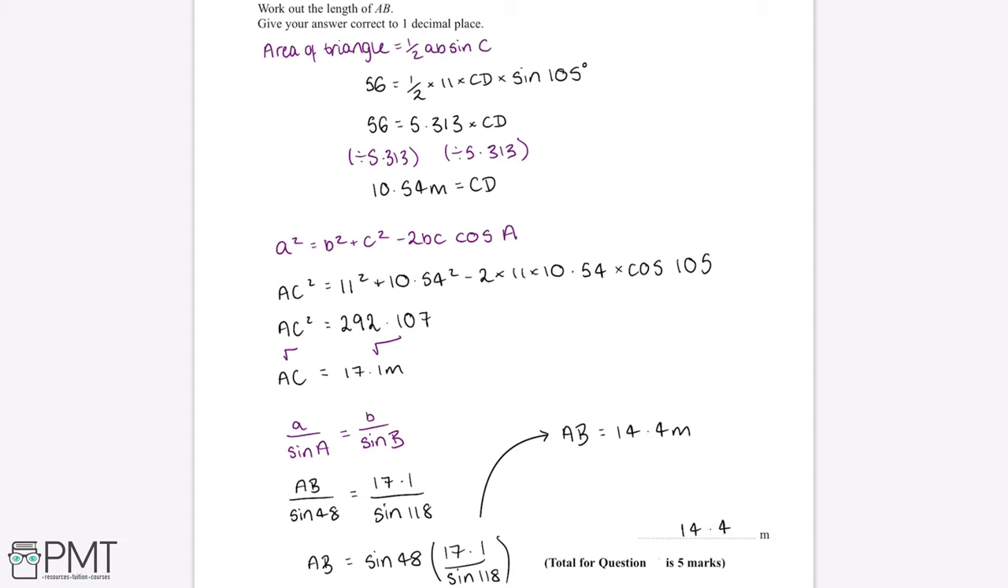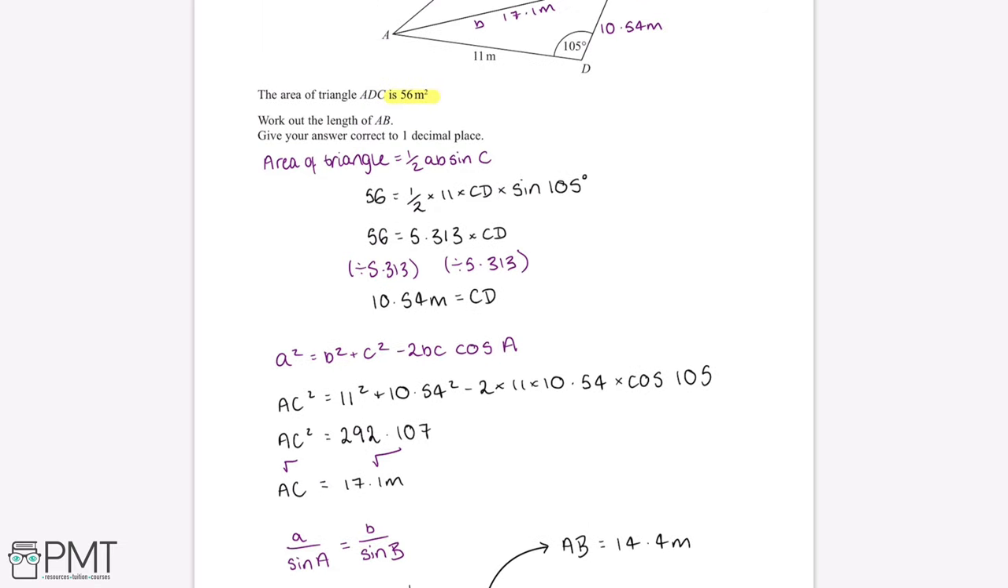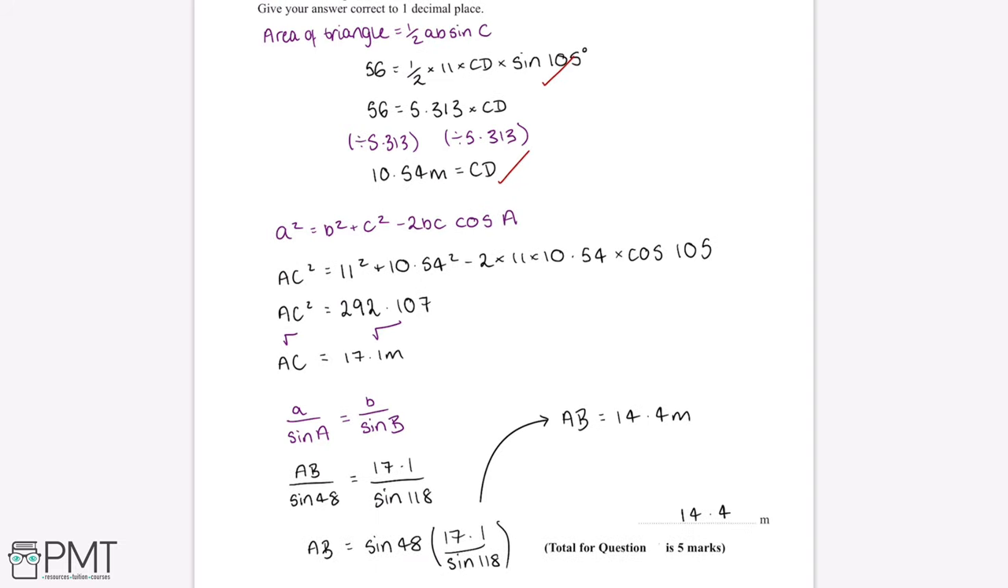Now this question is worth 5 marks. We'll get our first mark for substituting in the values into the formula for the area of a triangle. We'll get our second mark for rearranging this equation to work out the side length of CD. We'll get our third mark for using the cosine rule to work out the side length of AC.